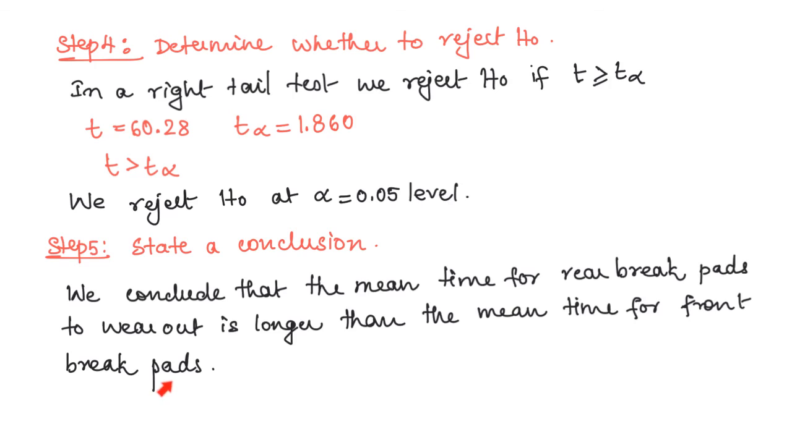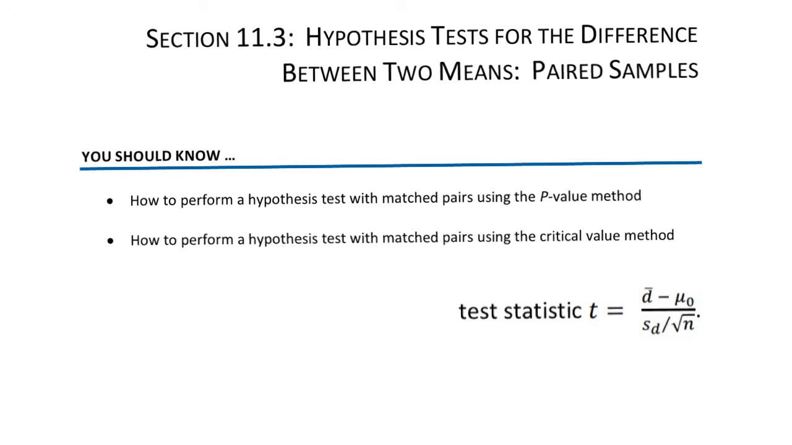In this section, you learned how to perform a hypothesis test with matched pairs using the p-value method and the critical value method, and the test statistic. This is the formula we used.